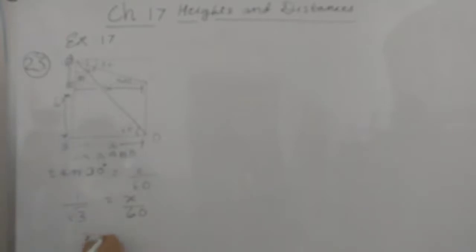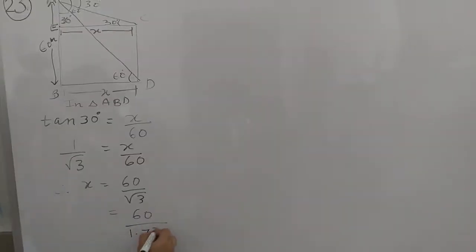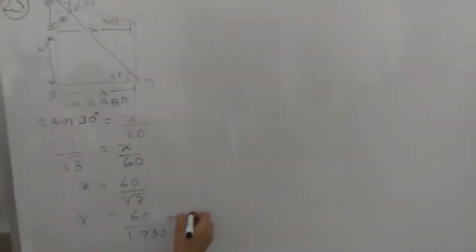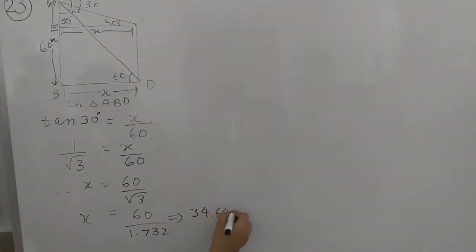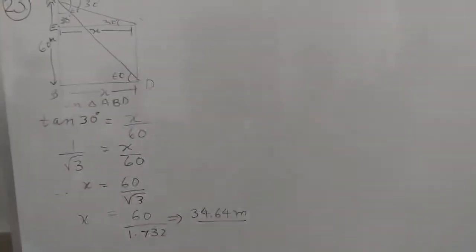Now x is equal to 60 upon root 3, and in calculation I substitute the root 3 value, so 60 upon 1.732. The x value we get is 34.64 meters. So this is our x value found from our figure. Now the second relation. So x is what? That is the horizontal distance. So our first answer is completed, that is the horizontal distance.